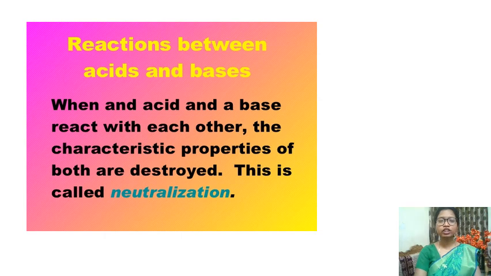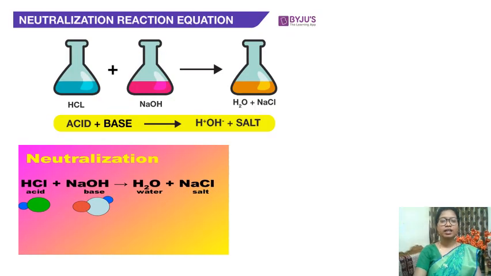So what is the reaction between acids and bases? When an acid and a base react with each other, what will happen? Both the properties will be destroyed by each other. That is why we call it neutralization, because the result is neither acidic nor basic. Here you can see acid and base react together and form salt and water, and also heat is evolved. So if you touch the test tube, it becomes a little hot.